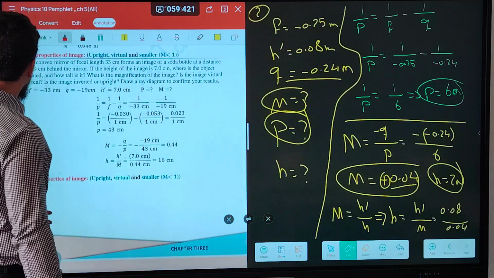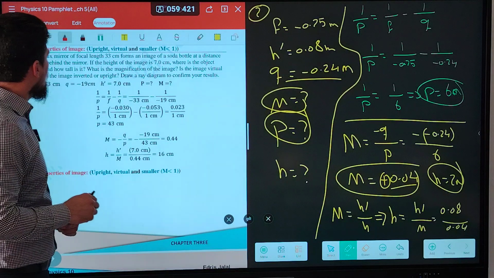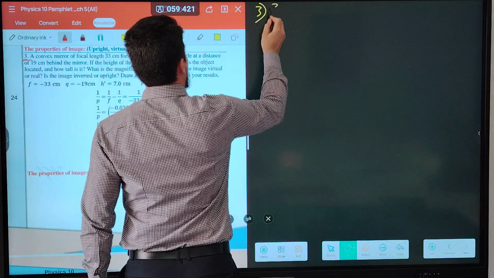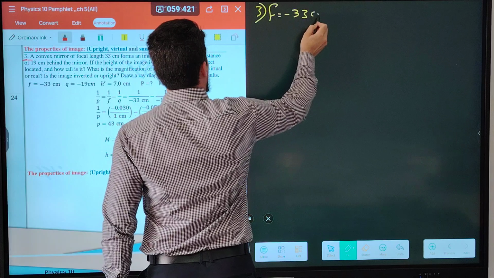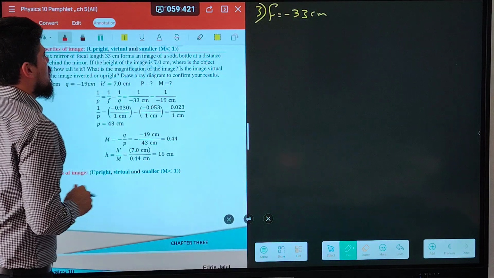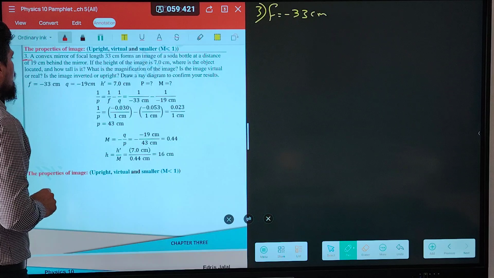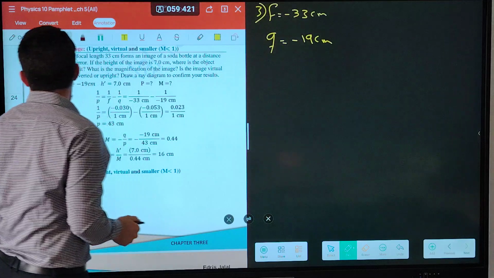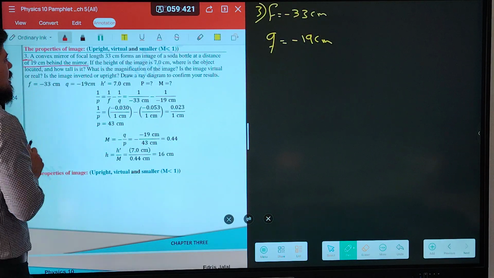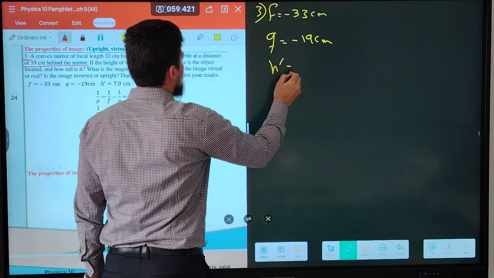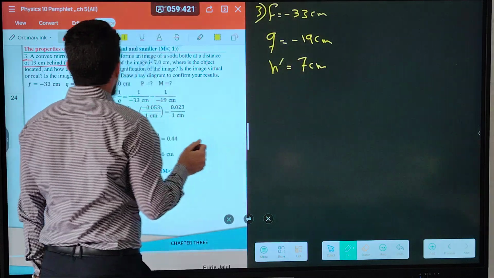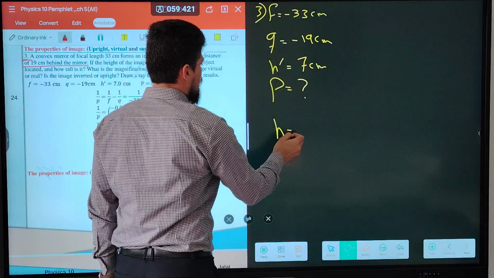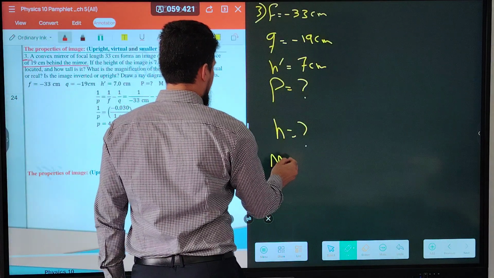Question 3. A convex mirror of focal length F. Again we have convex, so F is equal to negative 33 centimeter. It forms an image of a soda bottle at a distance of 19 centimeter. The image is negative 19 centimeter behind the mirror, so Q is negative. If the height of the image, H prime, is equal to 7 centimeter, where is the object located? P is unknown. And how tall is it? H. And what is the magnification? M.